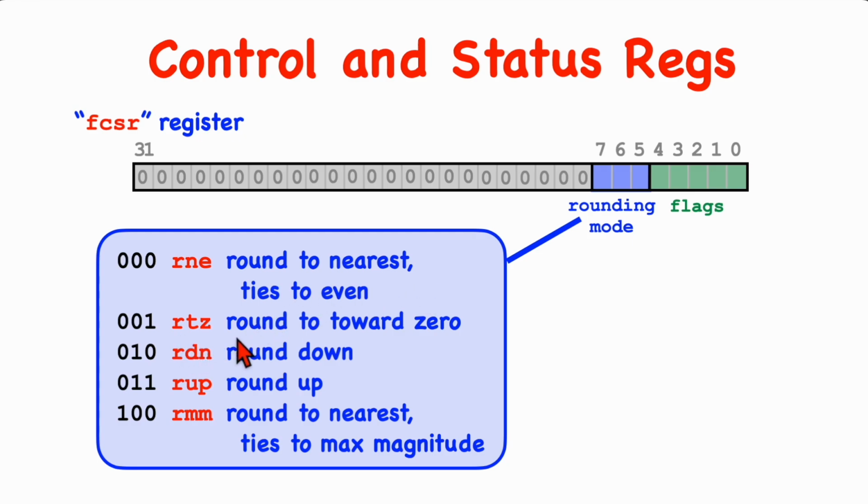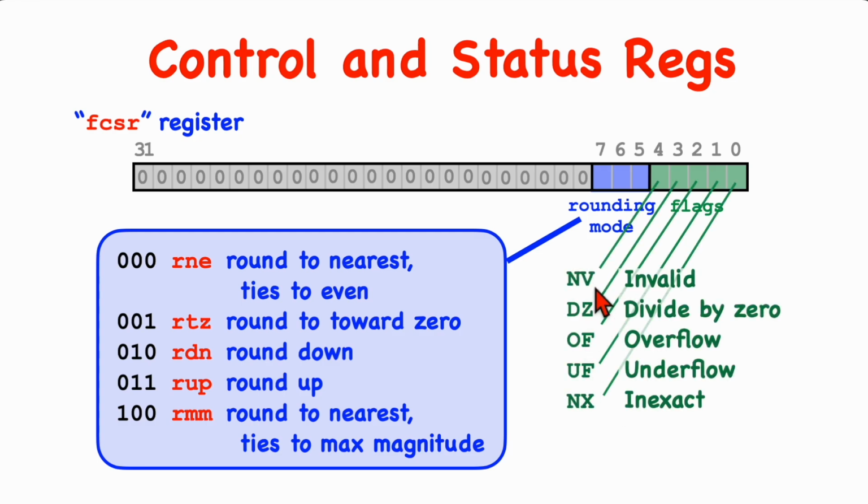Then we have RTZ, or round toward 0, and then we have RD, round down, and RU, round up, and then we have round to nearest with ties going to the value with the largest magnitude.